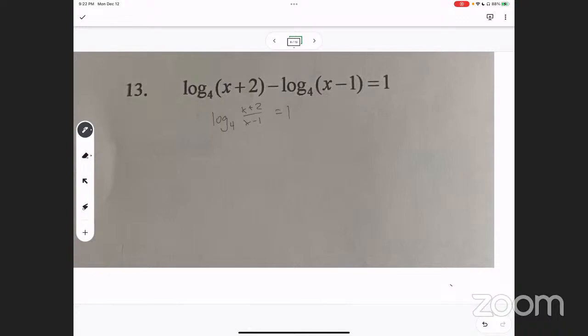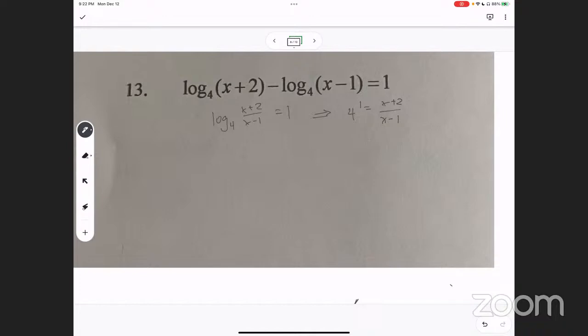Wouldn't it be great if we could convert this now to an exponential? And we can. 1, oh wait, that would be 0, right? Yep. So we're going to, no, it would be 1. So we're going to write this. This is the same as 4 to the 1 equals x plus 2 over x minus 1.